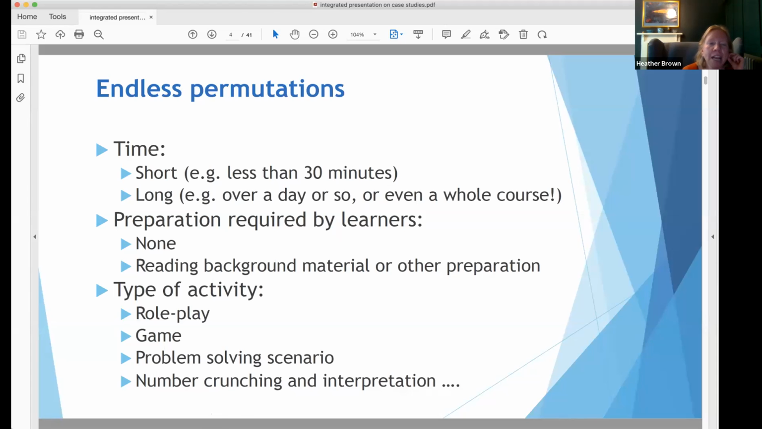Usually there is no preparation required by learners, so they don't need to do reading background material or other preparation. And there are different ways that you could do case studies. You could have a role play, for example, you could say suppose you're the Minister of Health or someone in policymaking. You could have a different type of game. You could have a problem-solving scenario, or you could even include things where people have to fill out different spreadsheets. There are many different ways.